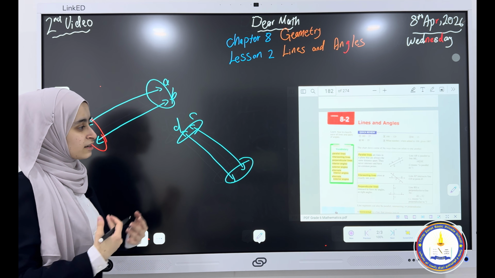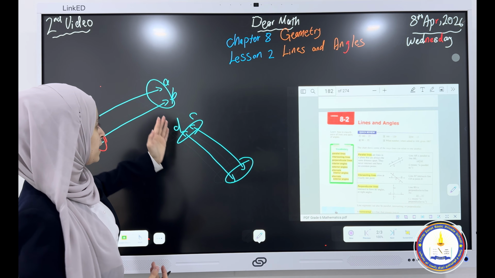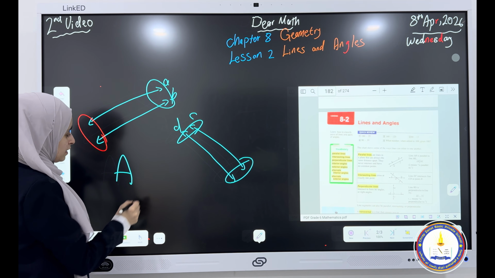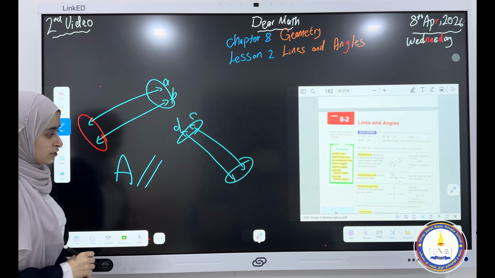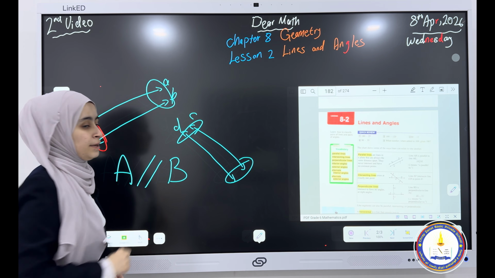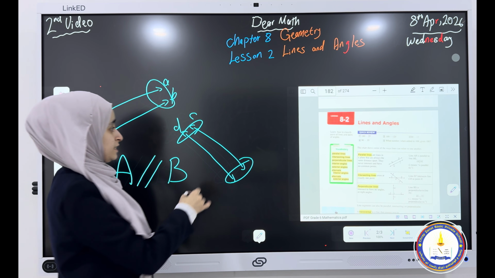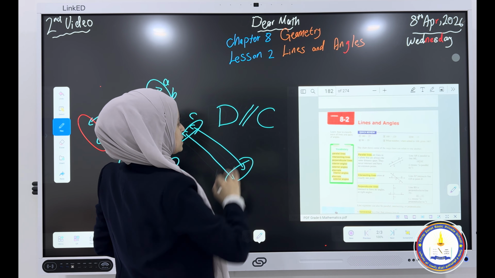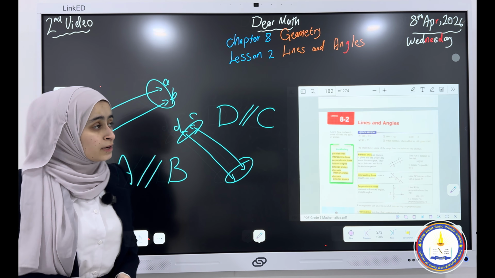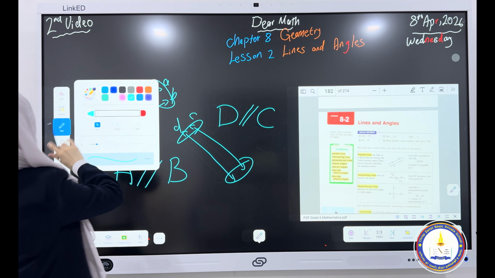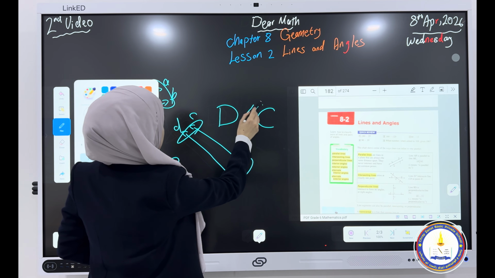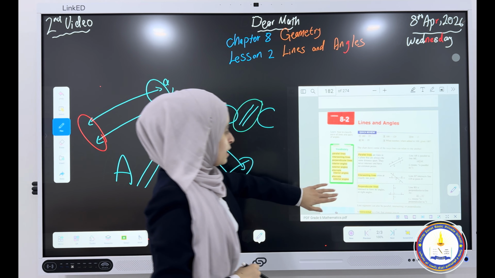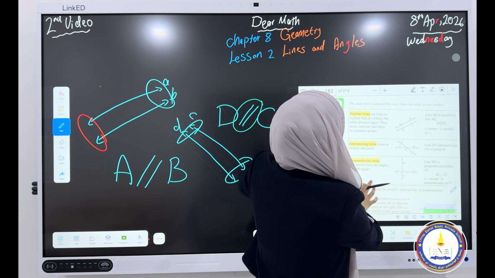So how can we write that line A and B are parallel to each other? We have to write it this way. A is parallel to B. Or for this one, D is parallel to C. The symbol of parallel is this symbol that we have here. This is the symbol of parallel lines. Like these two lines also.